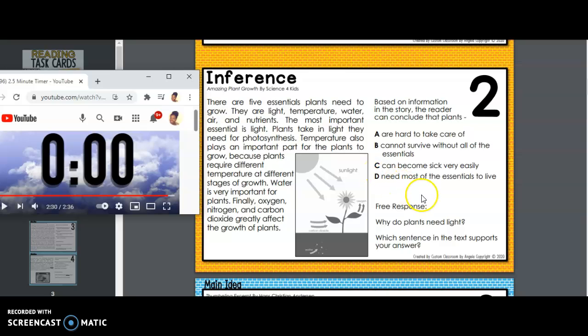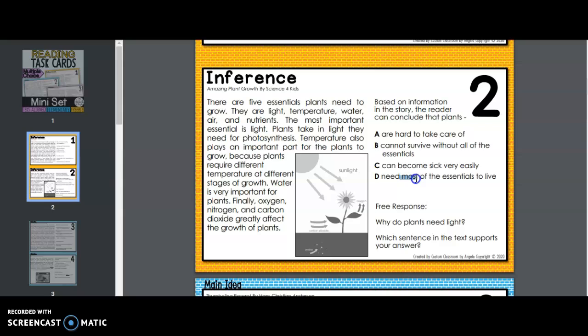D, need most of the essentials to live. Our keyword here is most. If they're telling us that plants can't survive without these 5 essential things, they're not saying most of them, they're saying all of them. So B is our answer. Good job if you got B. Let's see which Disney movie you get to guess.